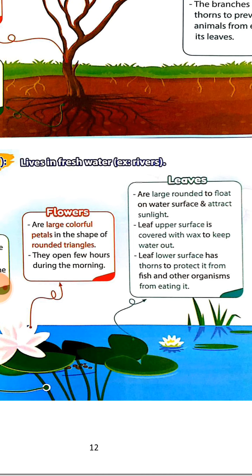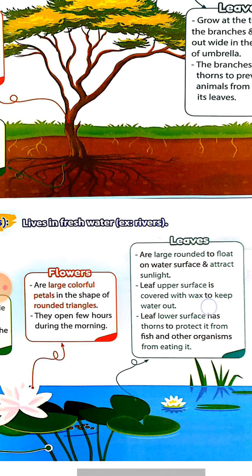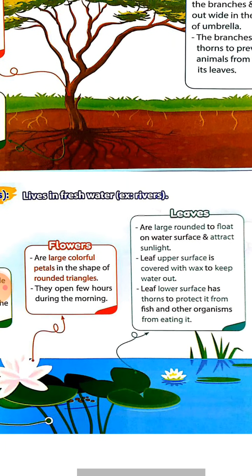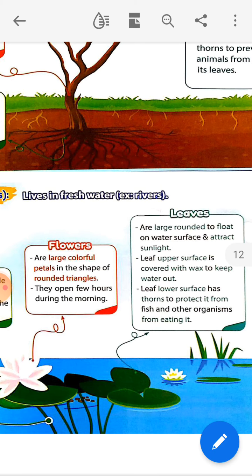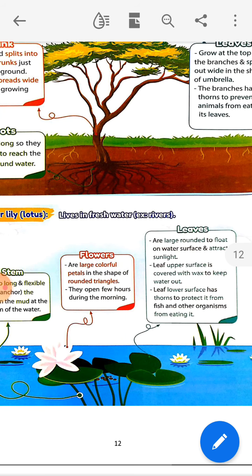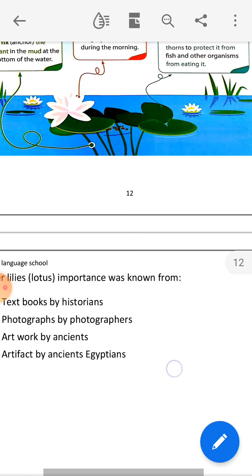Leaf lower surface also has thorns like the branches of acacia tree to protect it from fish and other organisms from eating it. So we can consider the thorns in the lower layer of the rounded leaves in lily flower as traits that help the water lily to survive. Also the wax layer above the leaves of the lily flower, okay, and so on.